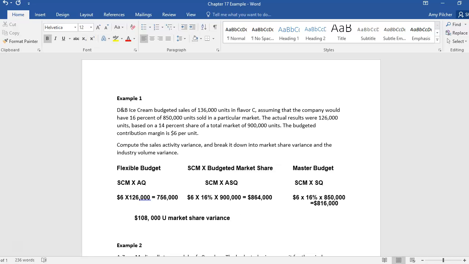And our industry volume variance is the difference between the $816,000 and the $864,000. That gives us a $48,000 favorable industry volume variance. Our total sales activity variance is those two added together. So we have a sales activity variance of $60,000 unfavorable.